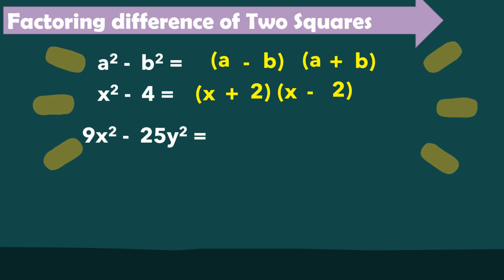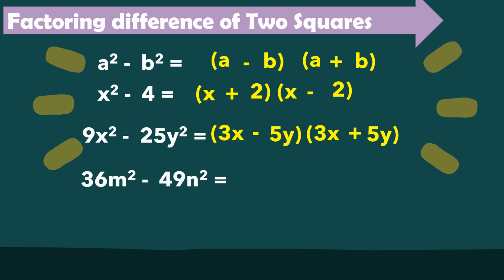Next, 9x squared minus 25y squared. Parehong perfect square ang first term at saka second term. Okay, the square root of 9x squared is 3x, minus the square root of 25y squared is 5y. So the next factor is 3x plus 5y. Pareho lang yung first term at saka second term. Doon lang po sila nagkakaiba sa operation. Yung isa ay minus, yung pangalawa ay plus. Or you may interchange them.